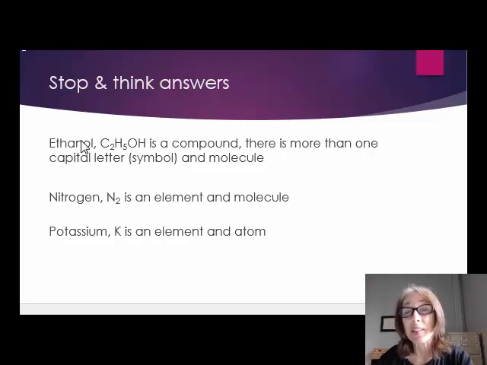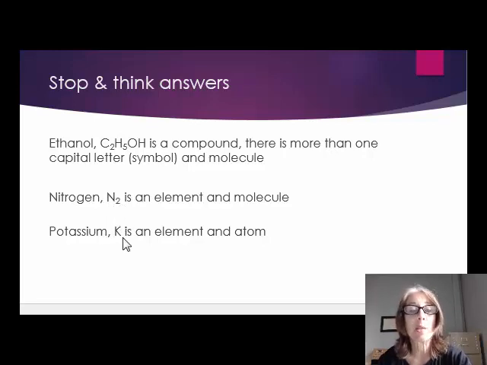We know that ethanol is a compound because we see the symbols for carbon, hydrogen, and oxygen in the formula. We know that it is a molecule because there's more than one atom. There are 2 carbon atoms, a total of 6 hydrogen atoms, and 1 oxygen atom. Nitrogen only has 1 capital letter, so we know it's an element. And because the formula has a subscript of 2, we know it's a molecule. Each molecule has 2 nitrogen atoms.